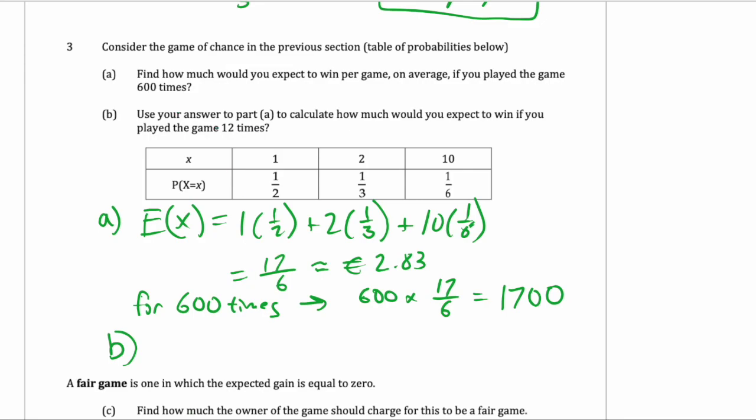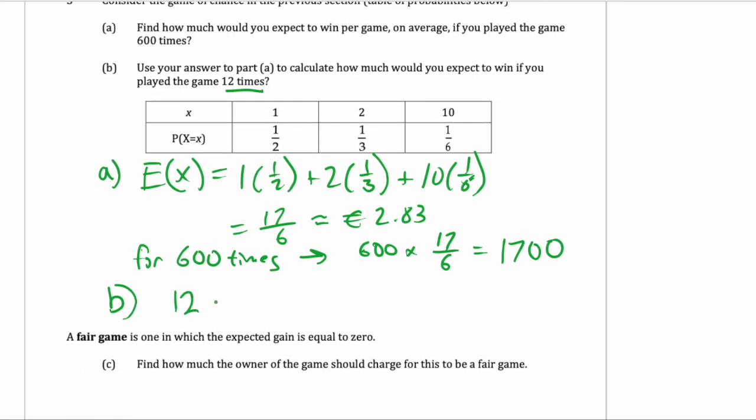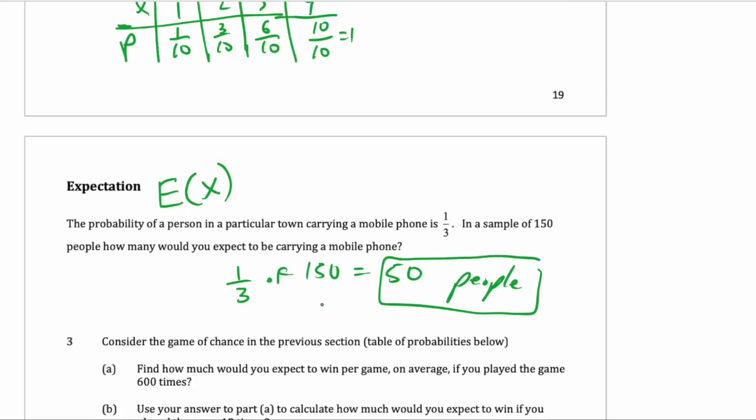Use your answer in part A to calculate how much you expect to win if you play the game 12 times. So it's just the same thing, just 12 times 17 over 6, which equals $34. I think it's dollars, right?